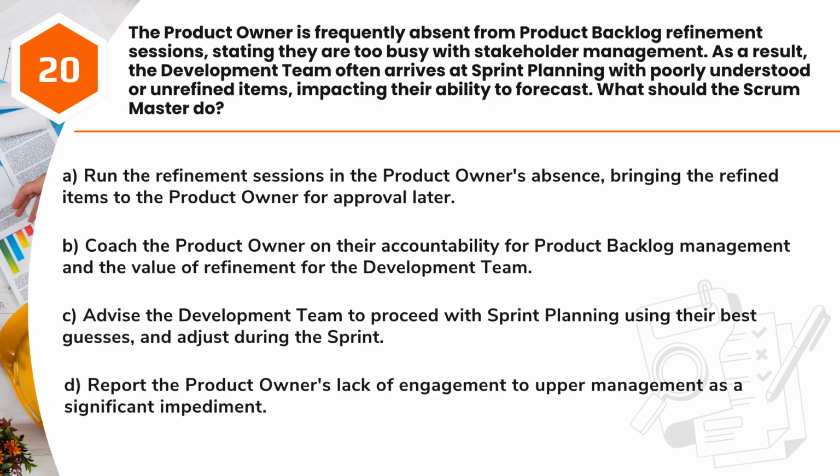A. Run the refinement sessions in the product owner's absence, bringing the refined items to the product owner for approval later. B. Coach the product owner on their accountability for product backlog management and the value of refinement for the development team. C. Advise the development team to proceed with sprint planning using their best guesses, and adjust during the sprint. D. Report the product owner's lack of engagement to upper management as a significant impediment.